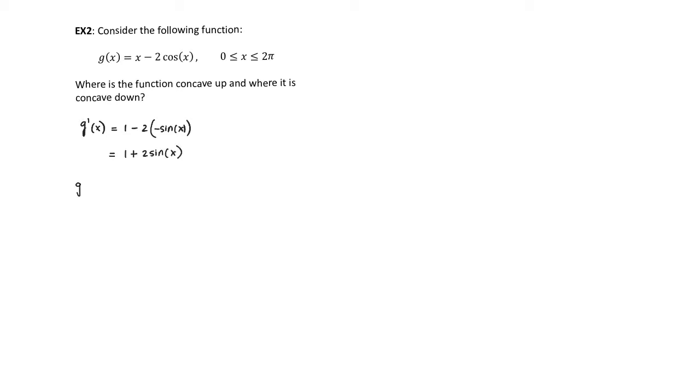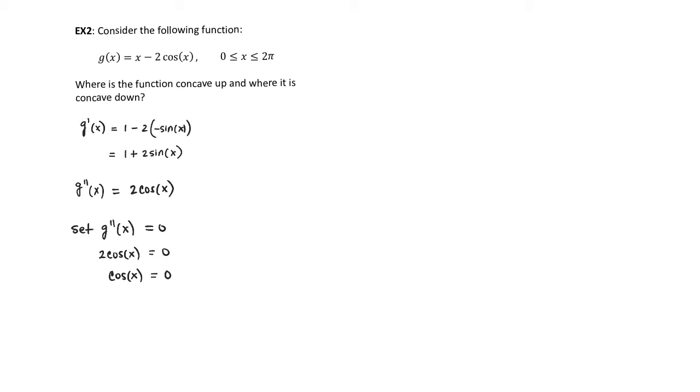Then the second derivative. That's going to be equal to 0 plus 2 times cosine of x. Setting the second derivative equal to 0, so set g double prime of x equals 0, means that 2 cosine of x is equal to 0. In other words, cosine x is going to be equal to 0.